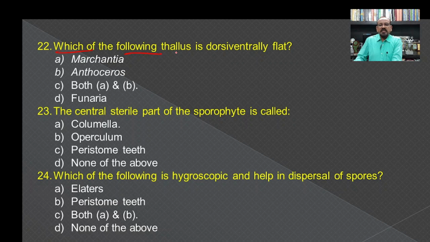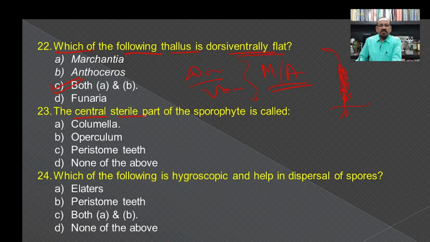Then which of the following thallus is dorsiventrally flat? Dorsiventrally flat, that is, having the dorsal side and the ventral side, and with this respect the Marchantia and the Anthoceros both are dorsiventrally flat, while the plant body of Funaria is erect, and hence both these are the correct ones, that is C.